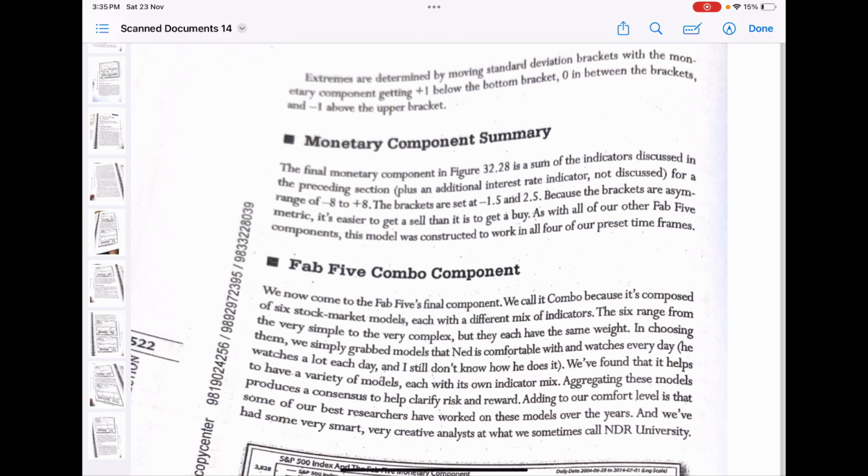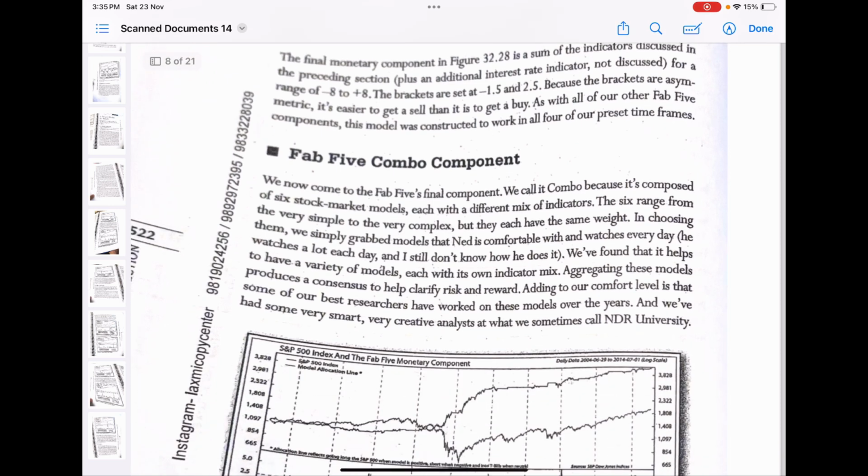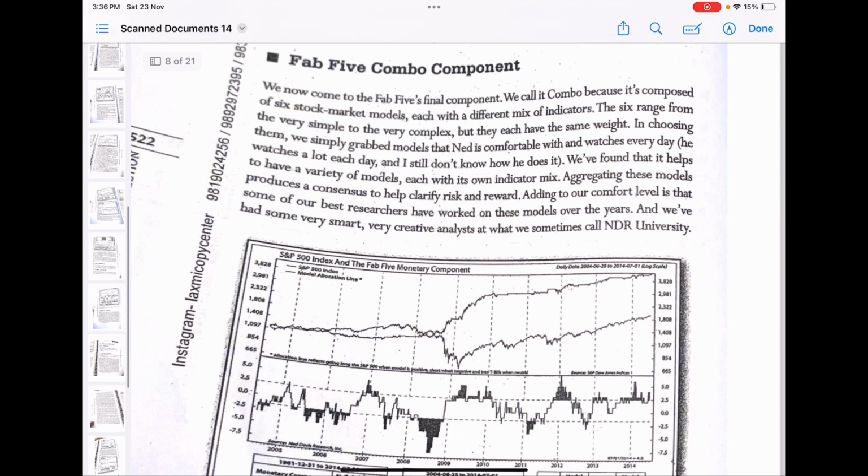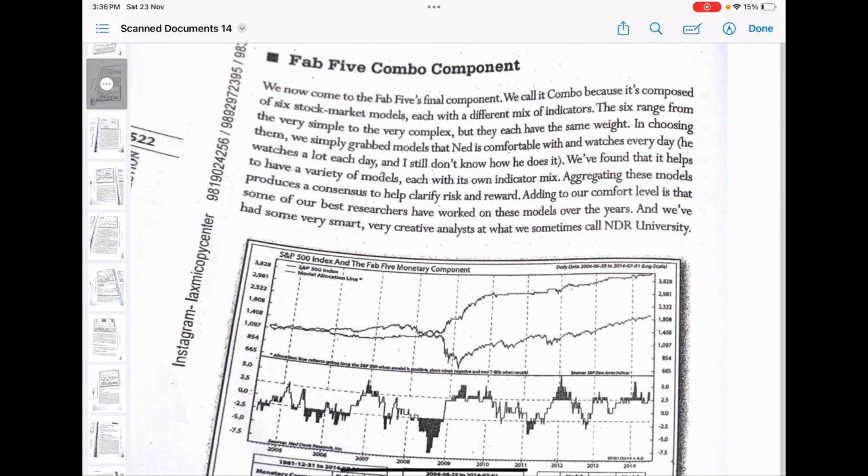The final monetary component is the sum of the indicators which we discussed. Whatever we've been discussing so far, we are going to basically sum all of these indicators and an additional indicator, which is the interest rate indicator, for a range of minus 8 to plus 8. The brackets are set at minus 1.5 and 2.5 because the brackets are asymmetric. It is easier to get a sell than to get a buy, as with all our Fab 5 components. This model was constructed to work in all four of our present time frames. So now let's talk about the Fab 5 combo component.